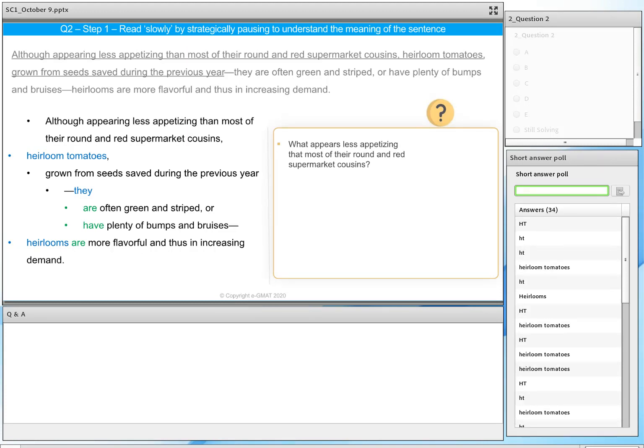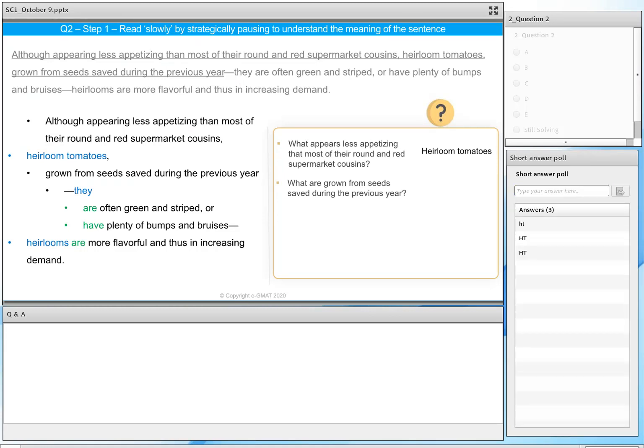You can just say HT, that will save you time. Let's use abbreviations here. Perfectly fine. They look less appetizing. Okay. Next question. Let me clear the answers here. What are grown from seeds saved during the previous year? Yes, of course, HT. We know that. The sentence clearly says that.